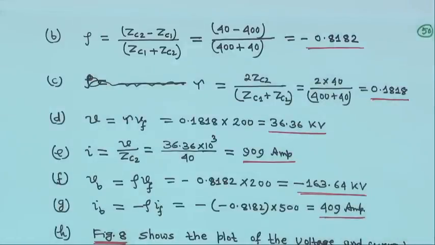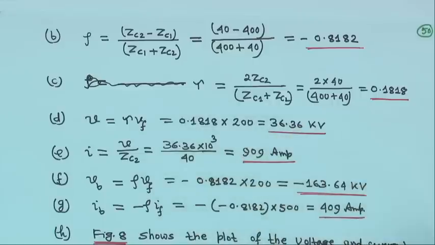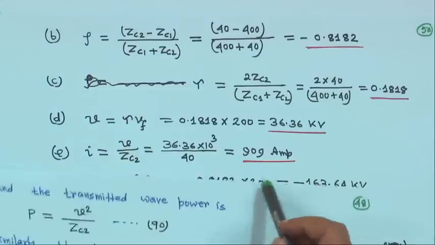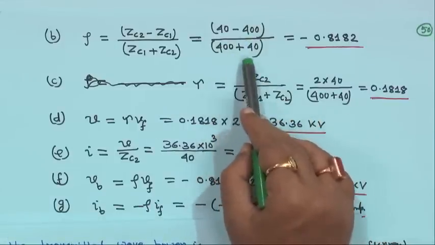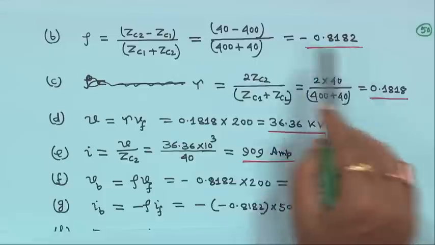So, this one: 40 minus ZC2, which is 400, right. It is given that the overhead line is 400 and the cable is 40. So, it is 40 minus 400 upon 400 plus 40. So, it will become minus 0.8182, rho.